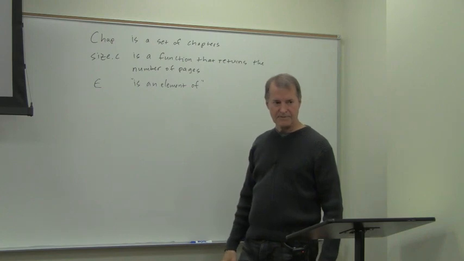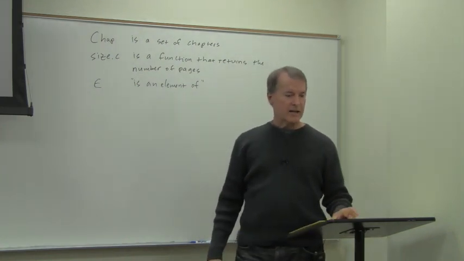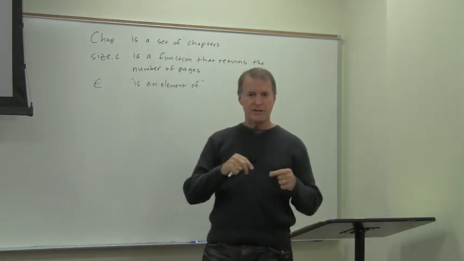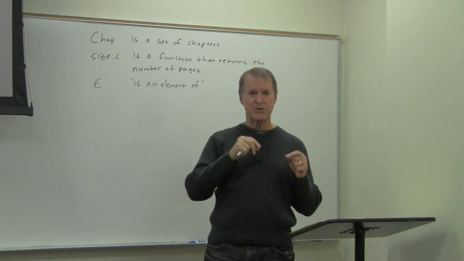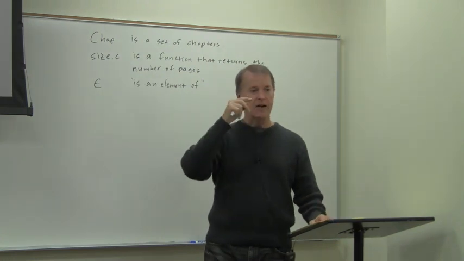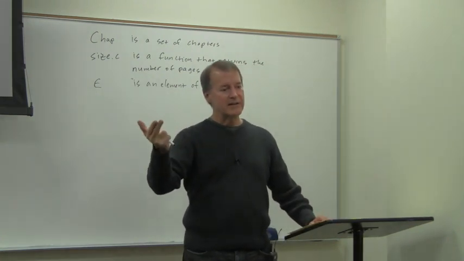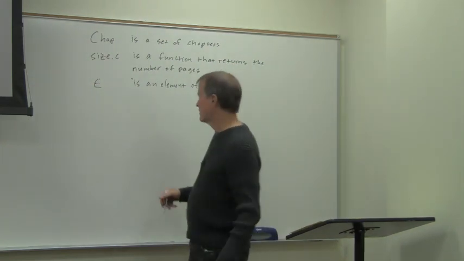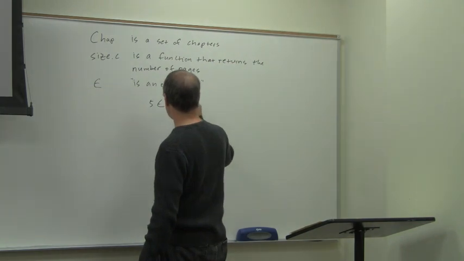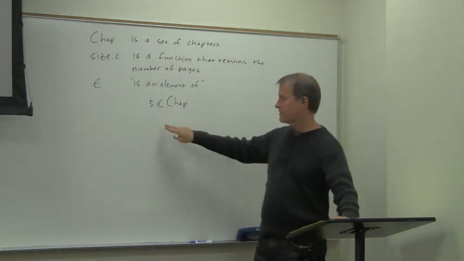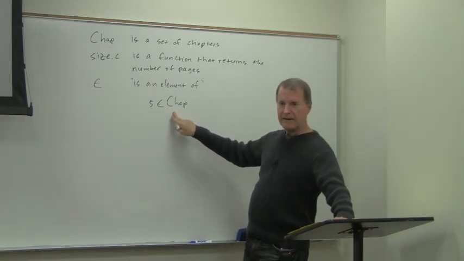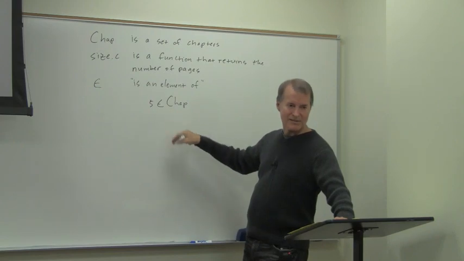Right? What does that mean? Well, suppose we have chap, the collection of numbers 0, 1, 2, 3, 4, 5, 6, 7, 8, 9, 10, 11, 12, 13, 14, 15, 16, 17, 18, 19, 20. That's that collection of values. Then 5 is an element of that chap, right? So you would say it like this: 5 is an element of chap, because there is a chapter 5.